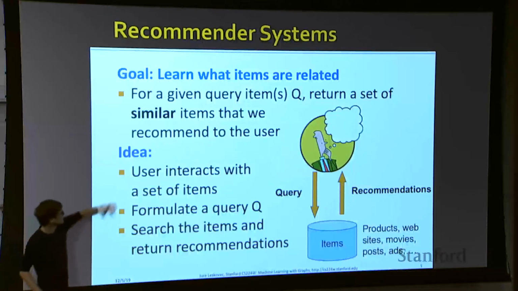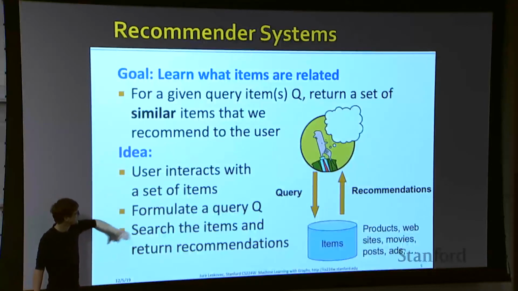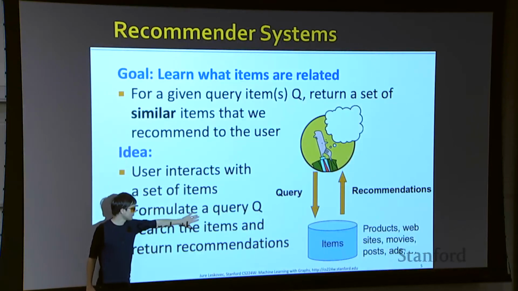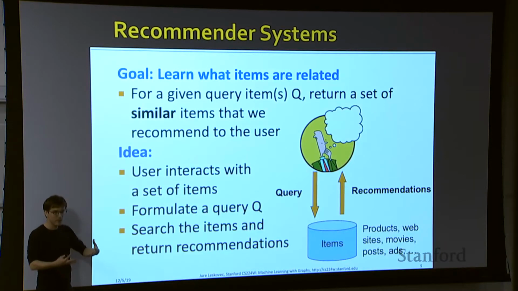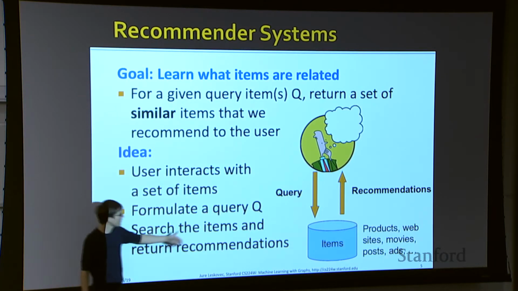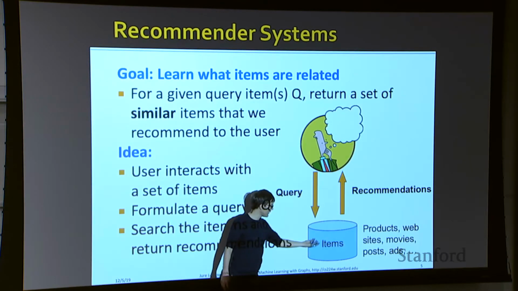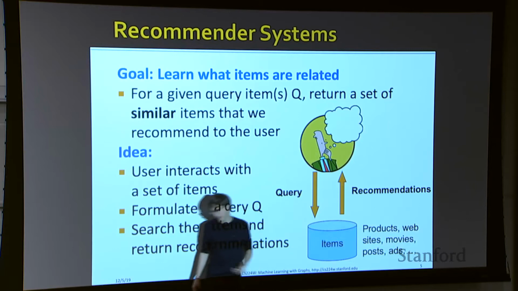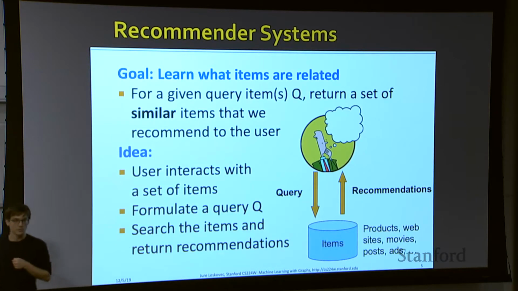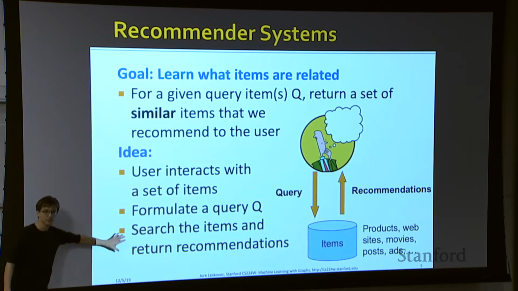So the idea is the user interacts with a set of items. Based on this interaction pattern of the user, I formulate the query, which is a subset of items that the user interacted with in the past. Then based on this query, I go to something like a search engine. Based on the query, I retrieve some new items, and I return those to the user. And those are my recommendations.